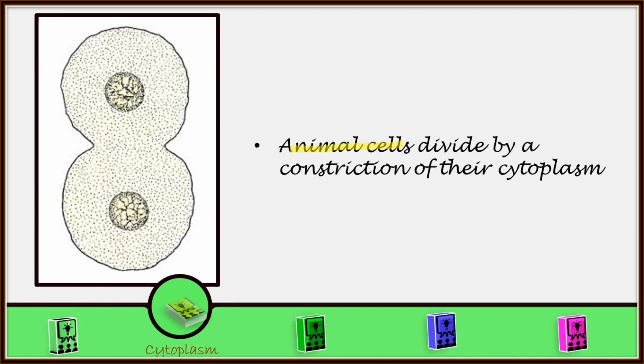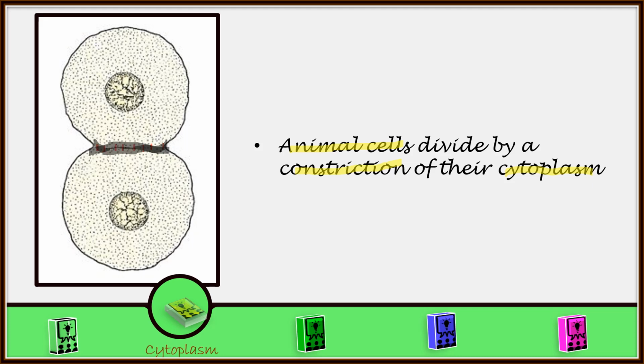In animal cells, the cells divide by constriction of their cytoplasm. The cell constricts in the middle until it divides. It will go on constricting until this end joins with the other end, and then they will become two cells, one cell up and another cell down, by constriction.